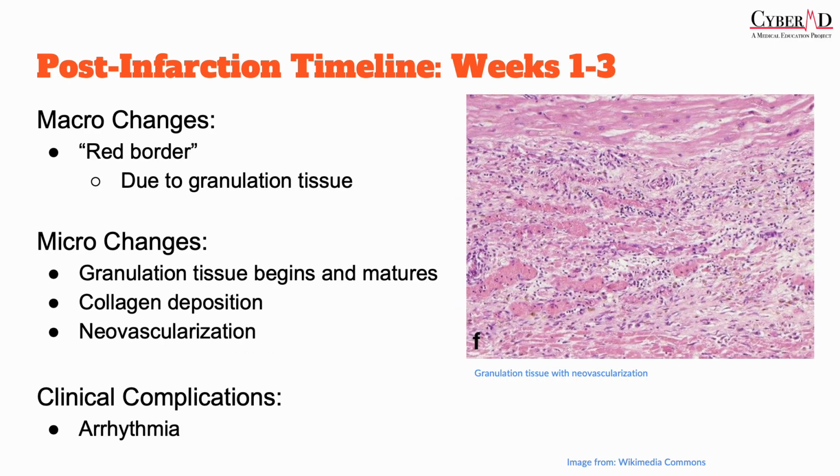Alright, our patients made it 1 week out, so now we're talking weeks 1 to 3. At this point, the edge of the infarcted area begins to develop something known as a quote-unquote red border. This is due to the granulation tissue that is beginning to form in these areas. The granulation tissue begins and completes maturation during this time, as was just mentioned. Additionally, though, there is increased collagen deposition and neovascularization at the cellular level that is taking place. And this stage marks the transition from inflammation to fibrosis.